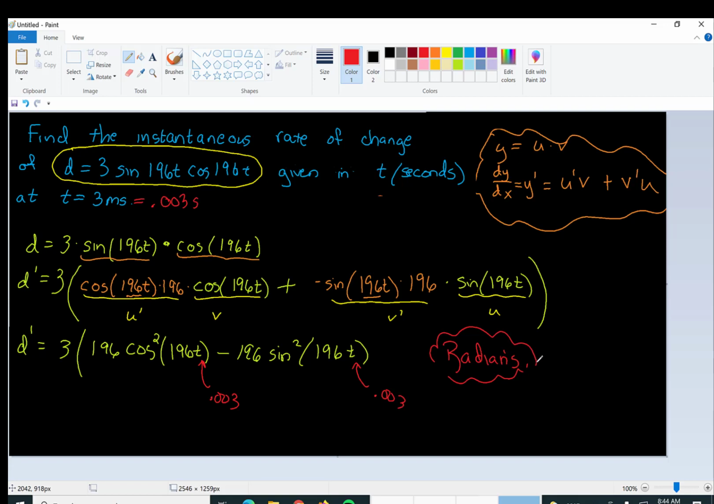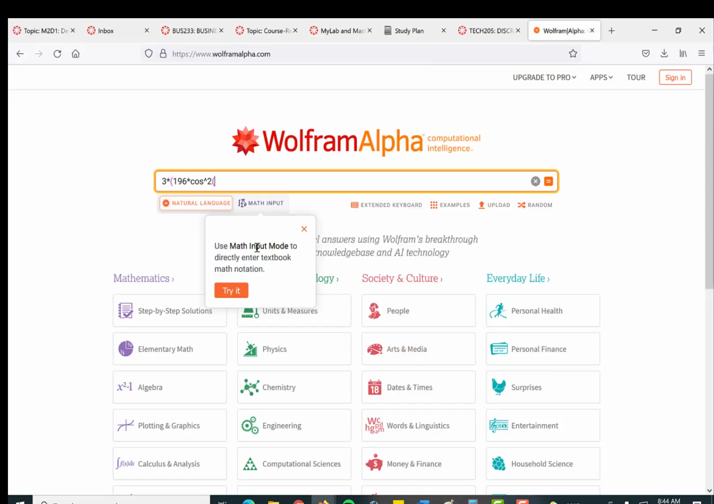So I'm going to hop over to Wolfram Alpha. Okay, so I've started typing this in. I've got 3 out in front, parentheses, 196 cosine squared of 196 times 0.003. That closes the parenthesis around what I'm taking the cosine squared of, my angle essentially. Then minus 196 sine squared, open the parenthesis for the angle or the argument, 196 times 0.003, close parenthesis for the angle, and then close parenthesis for everything that the 3 was multiplying by. And I'm going to hit enter.